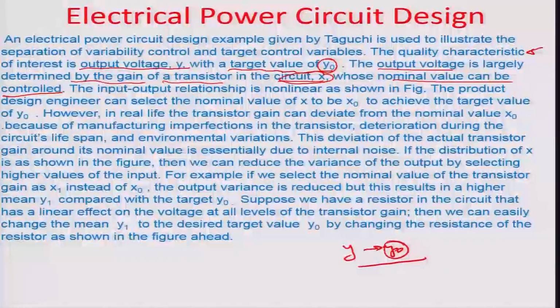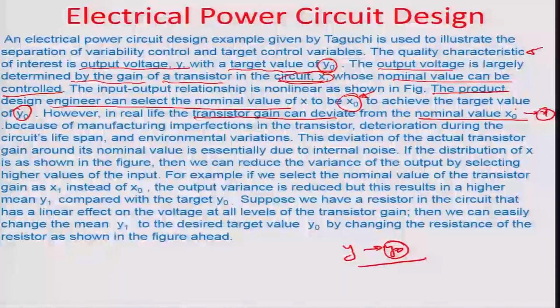Obviously, when we look at x, which is the gain, the product design engineer can select the nominal value of x to be about x0, which is the target gain factor of the circuit, and to achieve the target value of y0, this is sufficient. So, at gain x0 the transistor circuit should ideally give an output voltage of y0. However, in real life situations, the transistor gain can deviate quite a bit from the nominal value x0. So, there would be a range of values x across which this deviates from gain x0.